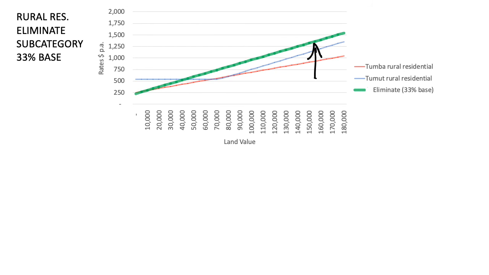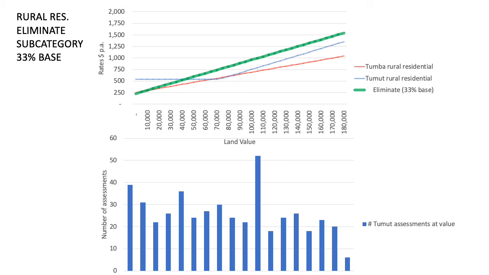I've then overlaid a line showing the rates that would be paid on land of different values with a 33% base rate, and you can see that the green line is quite a bit higher than both the blue and the red, which says that the rates that would be paid, particularly up the higher end, would be considerably more.